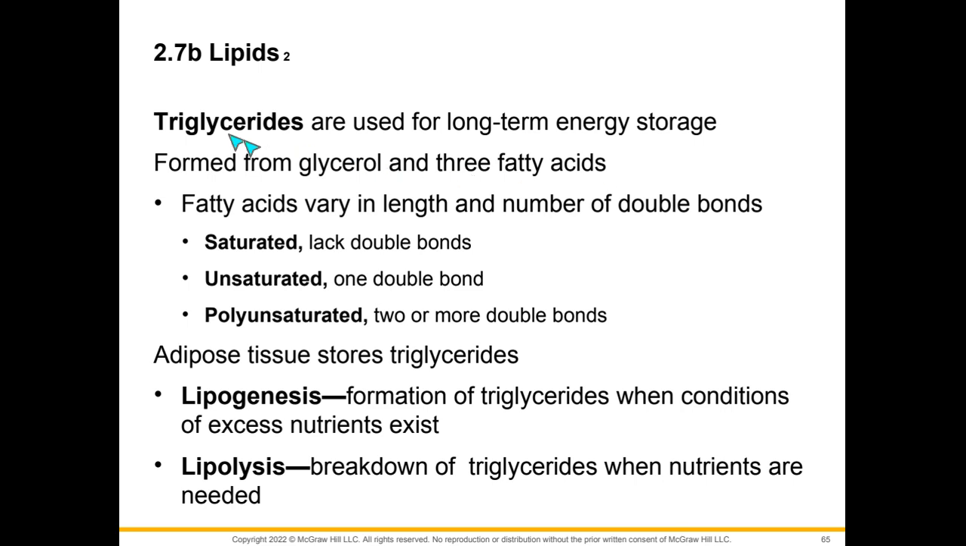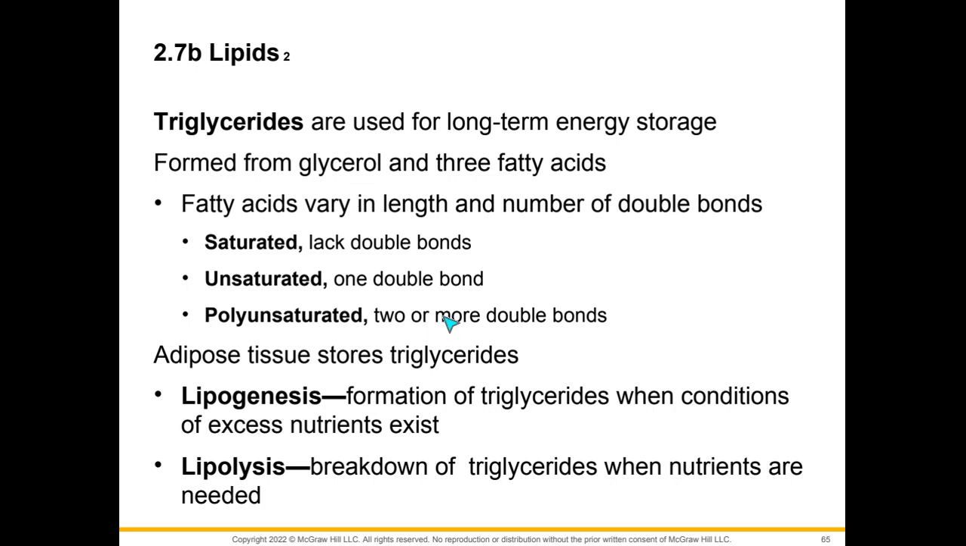But if I say triglyceride is broken down to diglyceride, what is diglyceride composed of? What are the monomers that make diglyceride? Glycerol and two fatty acids? Good. And monoglyceride? One fatty acid and glycerol. Yes, exactly, and one glycerol.